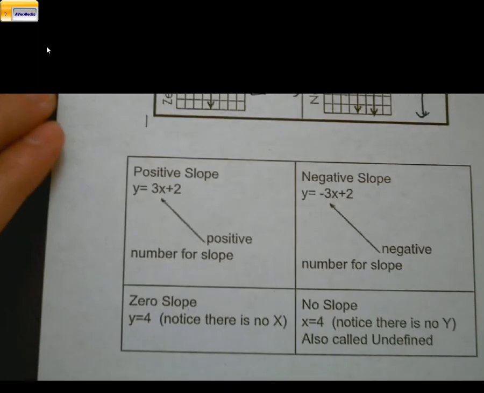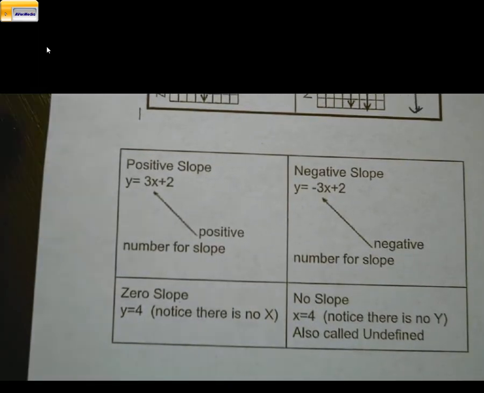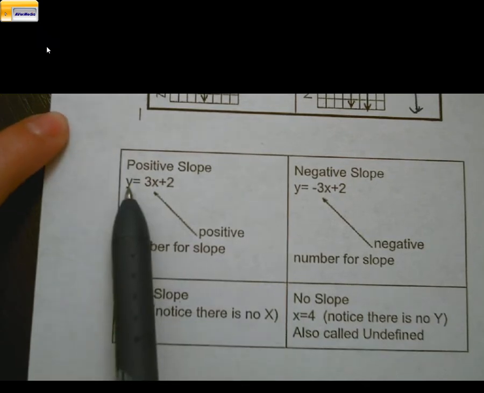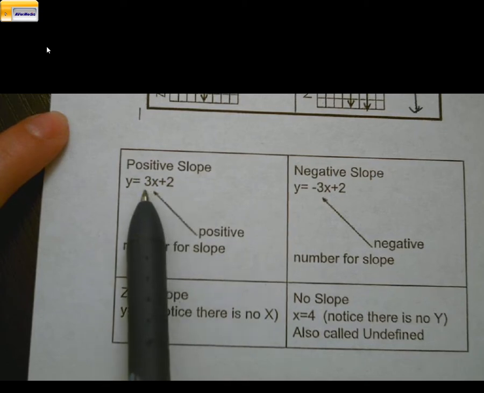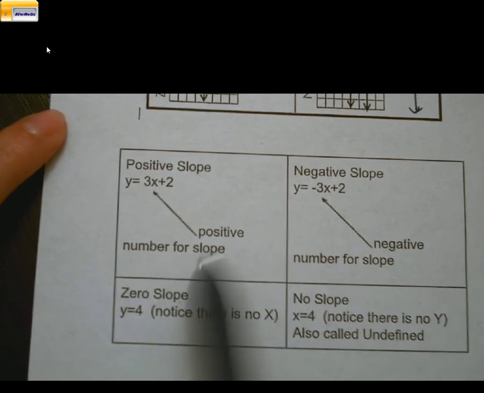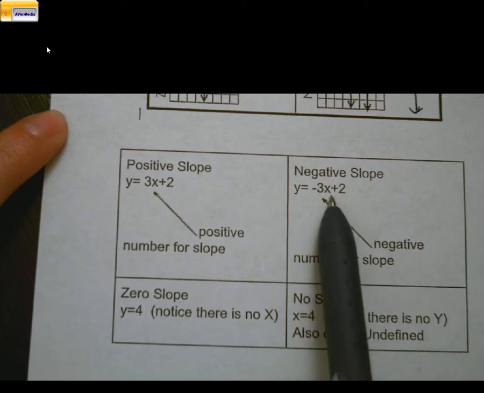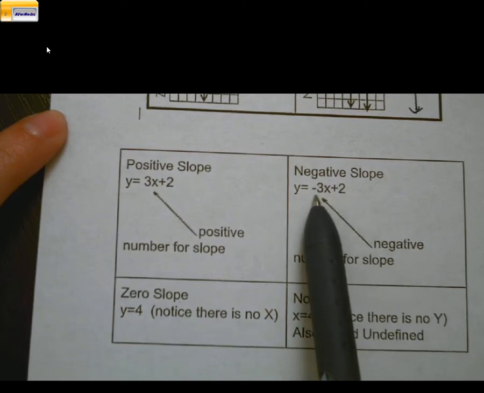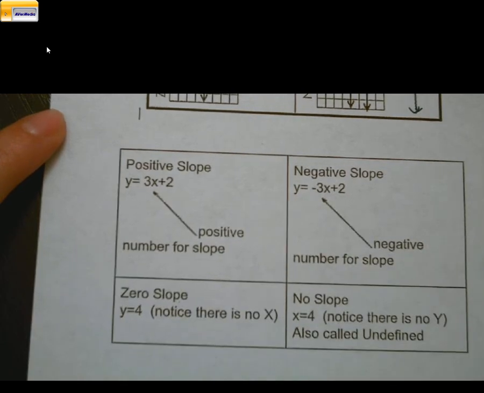Okay? When I look at an equation, it's pretty easy to see the difference between a positive and a negative slope. If I have y equals mx plus b, y equals 3x plus 2, the slope is 3. I notice that the 3 is positive. So if that's positive, then my slope is positive. Whereas over here, I have y equals mx plus b, negative 3x plus 2. My slope is a negative 3, negative number, negative slope.